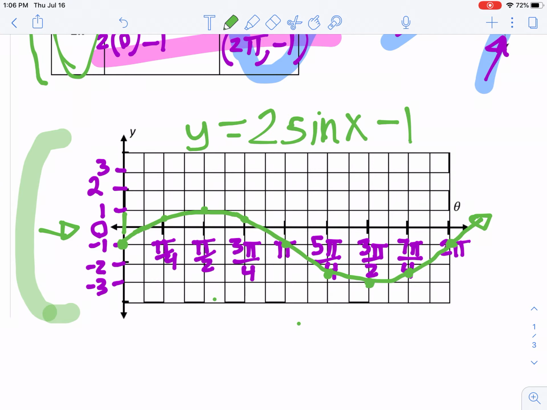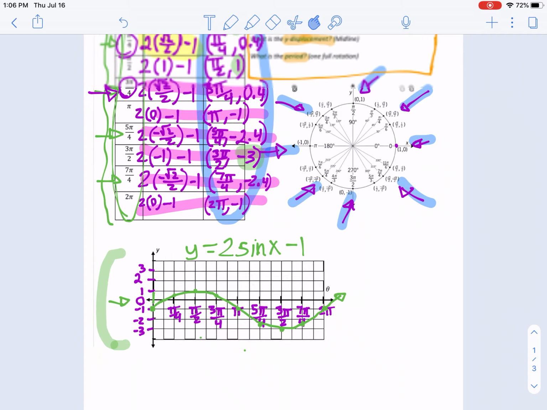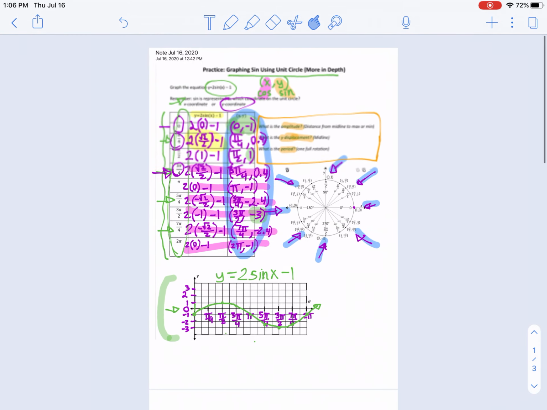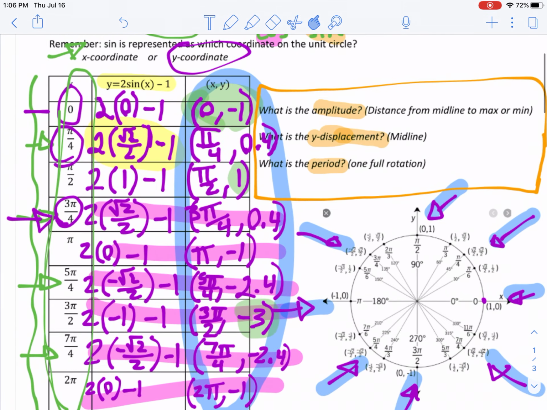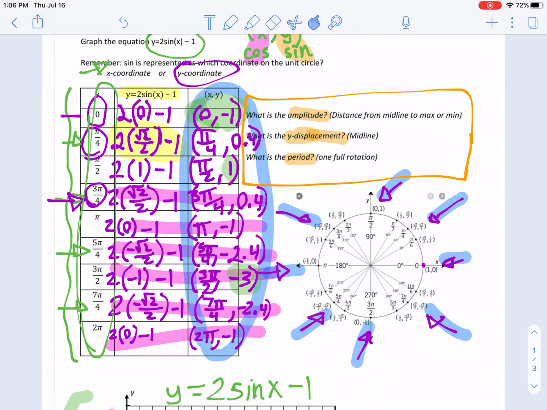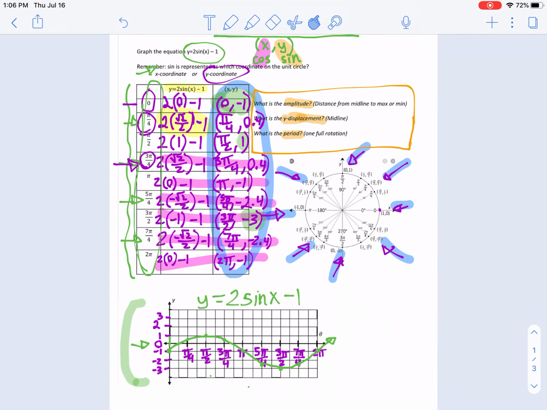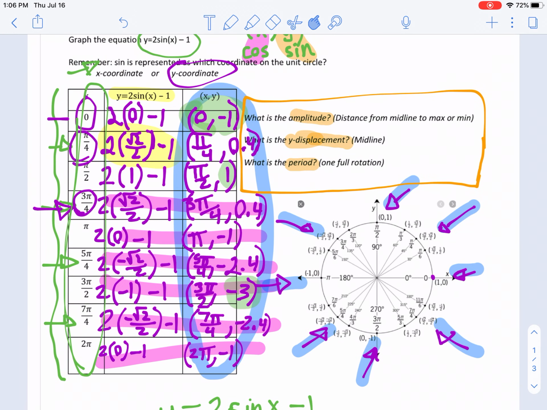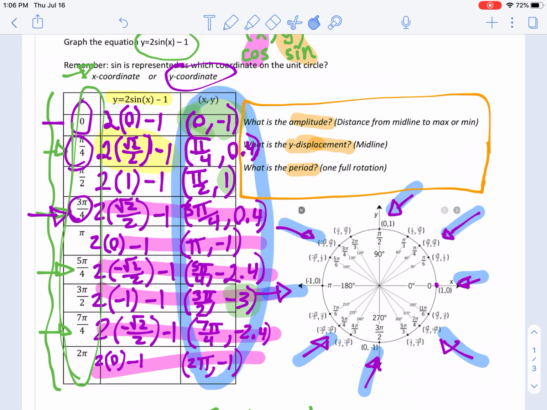So that's how you would do it. It's very similar to when we were graphing our other sines and cosines. The only difference is that in this table, once we found what sine of 0 is, we had to multiply it by 2 and then subtract 1. Okay, so I'm going to stop the video here, and when I come back, I'm going to answer these 3 questions in orange here.